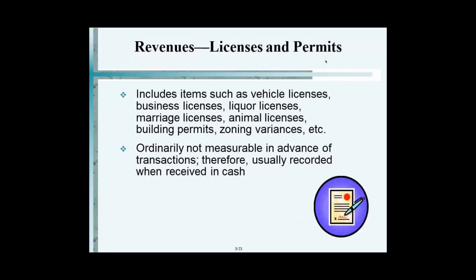Licenses and permits, I talked about liquor licenses. Take a guess. What does an average liquor license cost? $1 million. Actually, he's right. He's absolutely right. $1 million. That's right. And he's absolutely right. The right to sell liquor in your restaurant, you might have to pay what? $1 million.